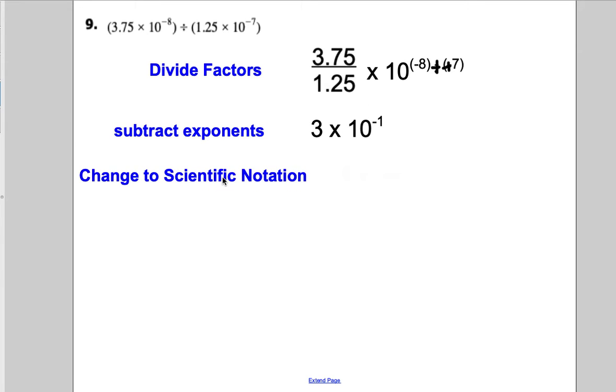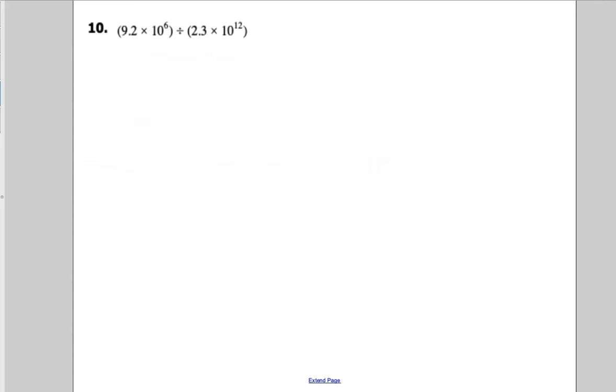Need to write it in scientific notation. Is it in scientific notation already? It absolutely is. The answer to that is yes. 3 is a number between 1 and less than 10. You are done with number 9. Stop the video. Number 10.